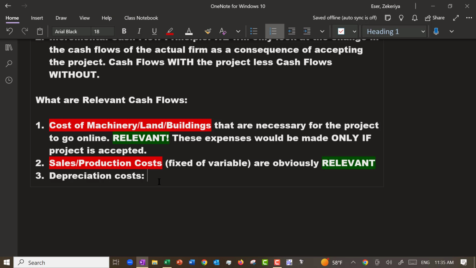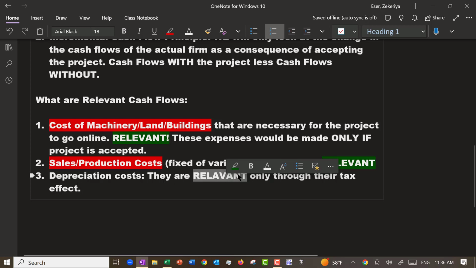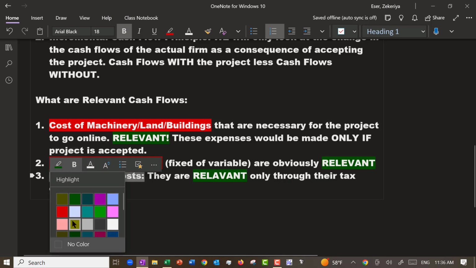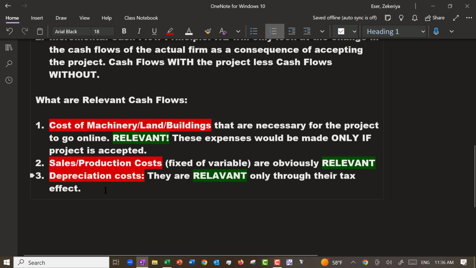There is an entity that cares about that depreciation cost. Exactly. If depreciation expenses go up, they actually reduce your net income or taxable income, which means they reduce the taxes. So they are relevant only through their tax effect. So in that sense, they do affect the cash flow of the firm.